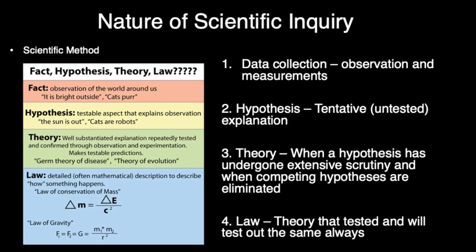So a law is going to be a theory that is tested and will test out the same always, regardless of the case. Okay, so the example that they give you here in this diagram on the left is the following. The facts that they give you are that cats purr, or that it is bright outside. Those are two different facts that are simply stated. Those are observations. The hypotheses that are made based on both of those observations are that, first, cats are robots because they purr, or that the sun is up because it is bright outside. Those are just hypotheses based on both of those observations.